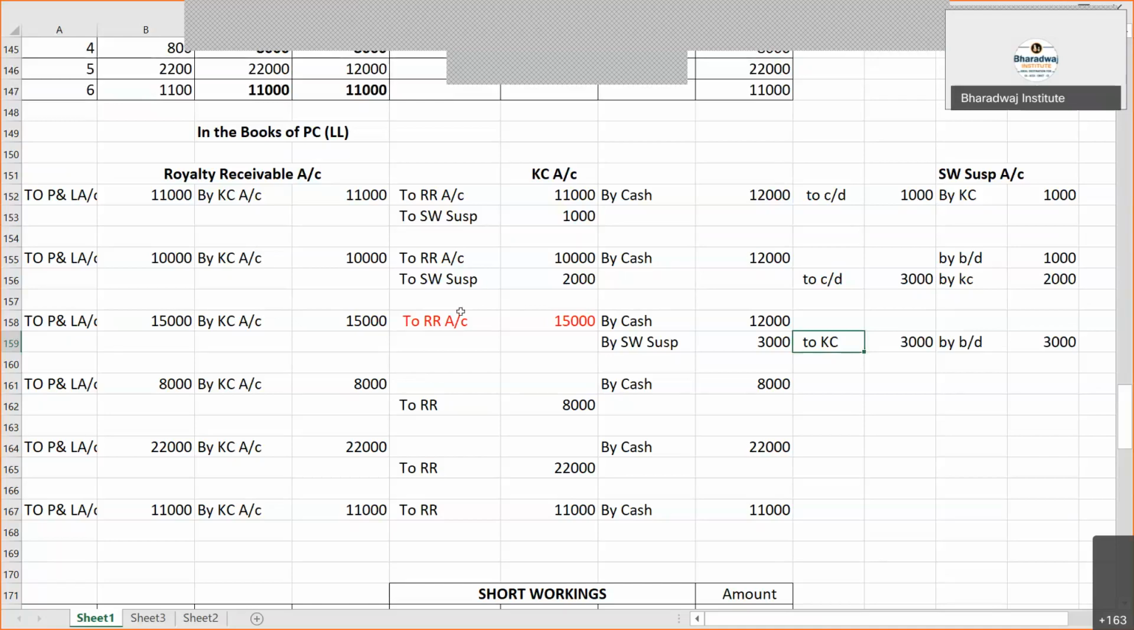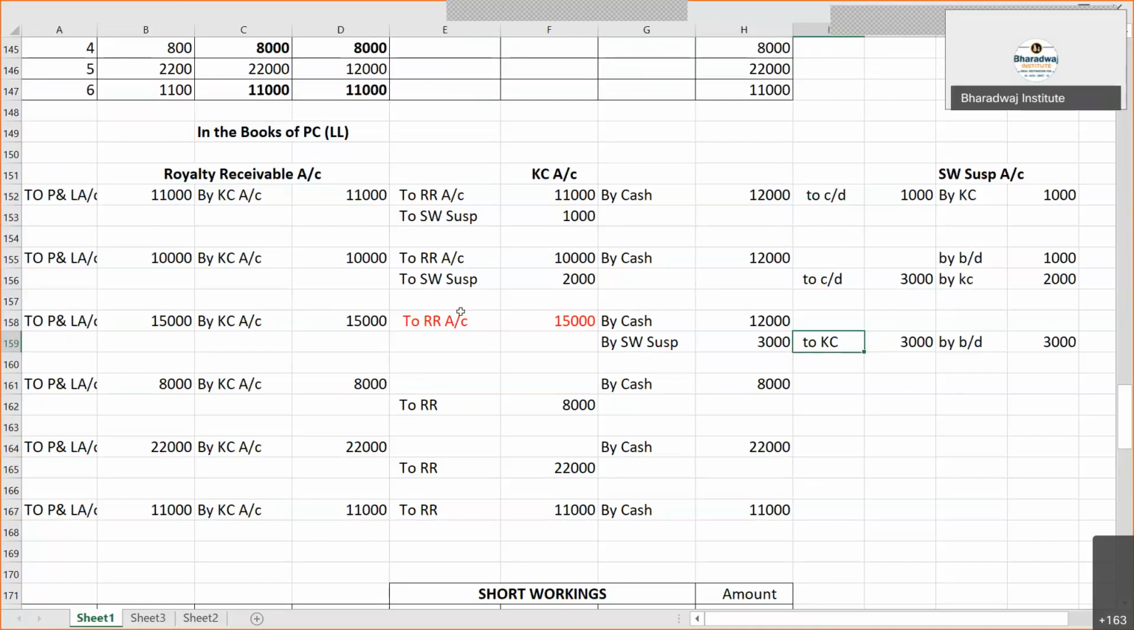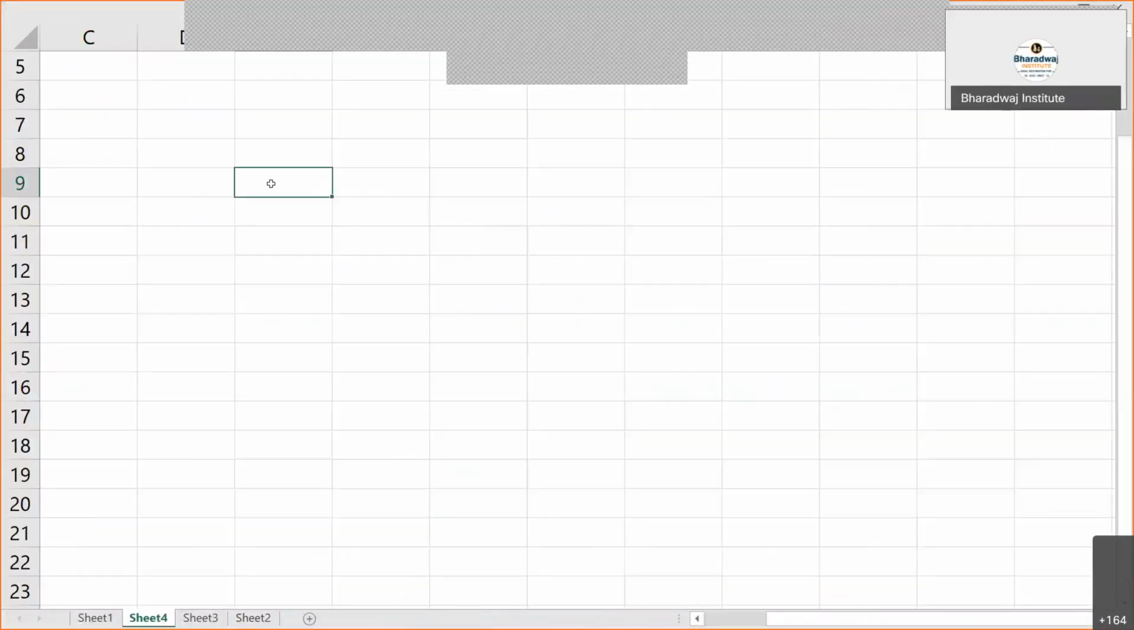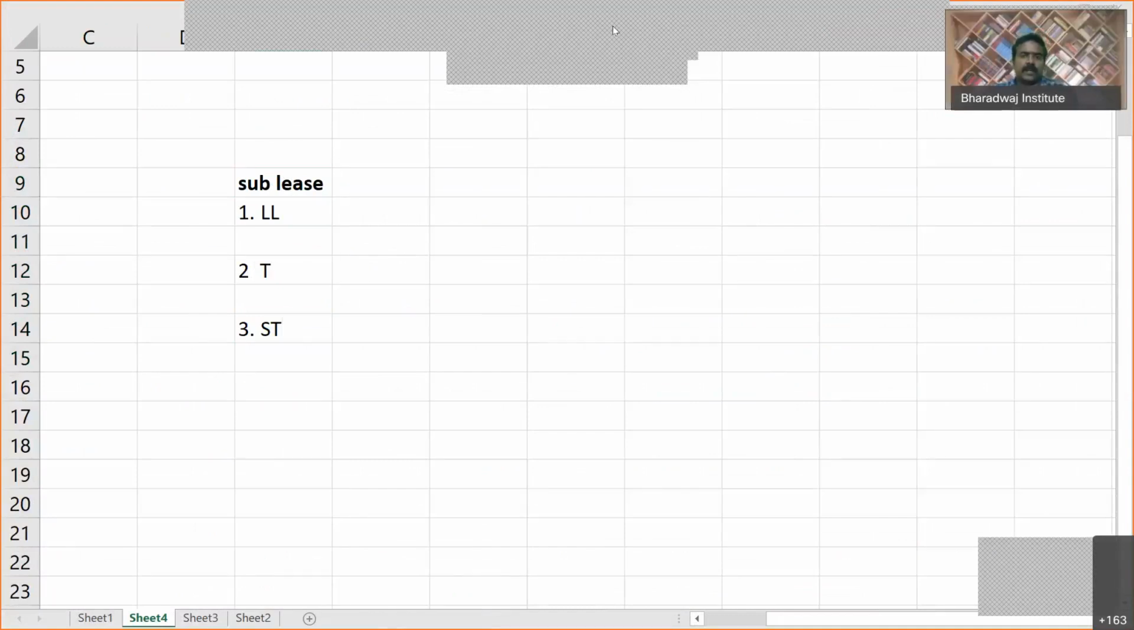Okay. So shall we move on to the concept called sublease? See, in case of sublease, there are three parties. One is the landlord, second is the tenant, and third is the subtenant. So what is sublease? Letting out part of the asset to another party based on a prior permission from the landlord.